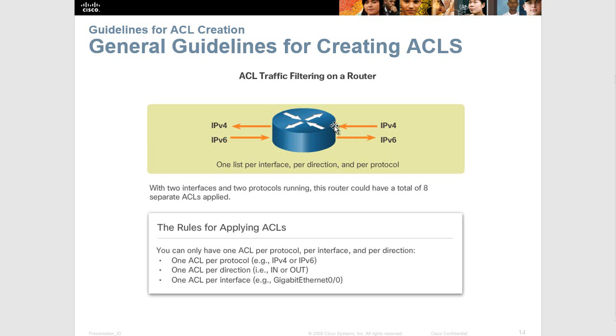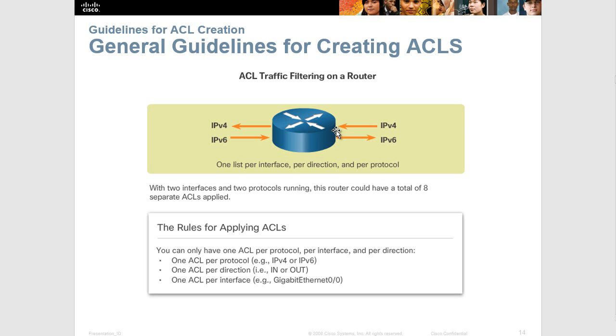Let me see how I want to word this. You can have an access control list on one port for IPv4 inbound and IPv4 outbound on that same port. Let's say we just have one port over here. You can also have an access control list for IPv6 inbound and IPv6 outbound. All right, for a total of 4, I guess, per port.